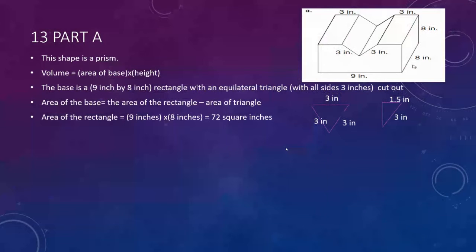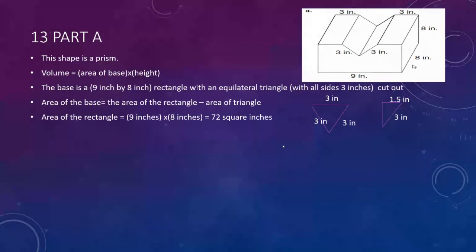Okay, well, welcome. We are recording, and we just started looking at problem number 13. We're looking at part A. And we're finding the volume, so we're going to take the area of the base times the height, and we need to figure out the area of that base. So we're going to do the area of the rectangle minus the area of the triangle.